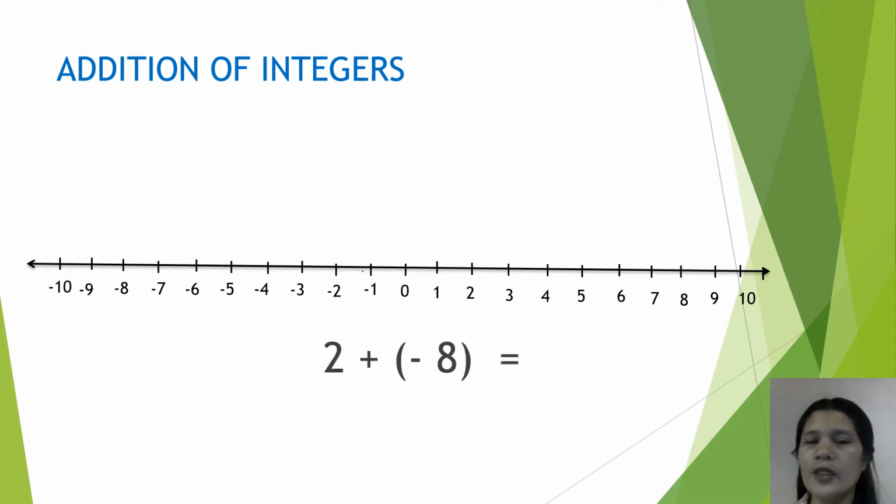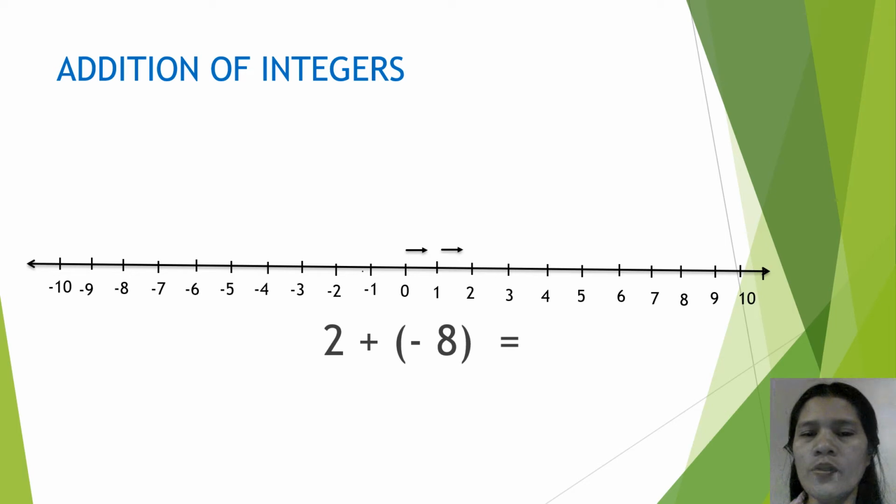Another example. We have 2 plus negative 8. From the origin 0, we move to the right or left. To the right, because 2 is positive. Then add negative 8. Since negative 8 is negative, we have to move to the left.